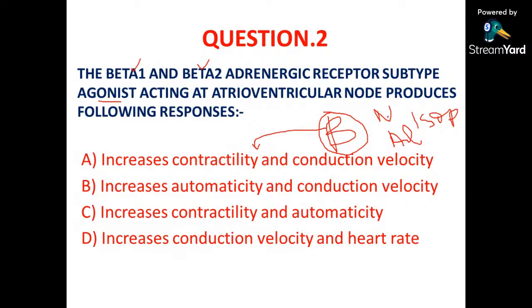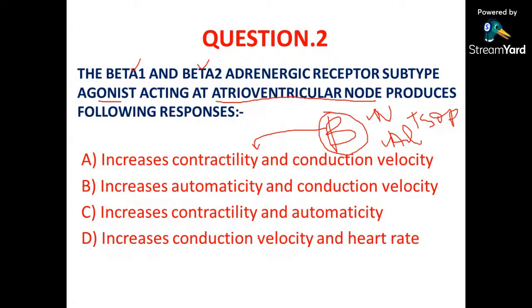So in simple, what is the action which is shown on the atrioventricular node of the heart by noradrenaline, adrenaline, and isoprenaline? That is the question. So to understand that, let me read out the options. These drugs increase contractility and conduction velocity is the first option. These beta agonists will increase automaticity and conduction velocity, and these drugs increase contractility and automaticity. Again, those drugs increase conduction velocity and heart rate.